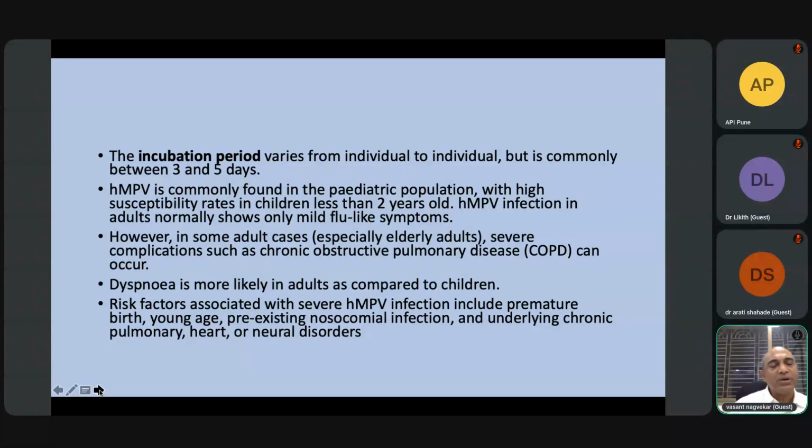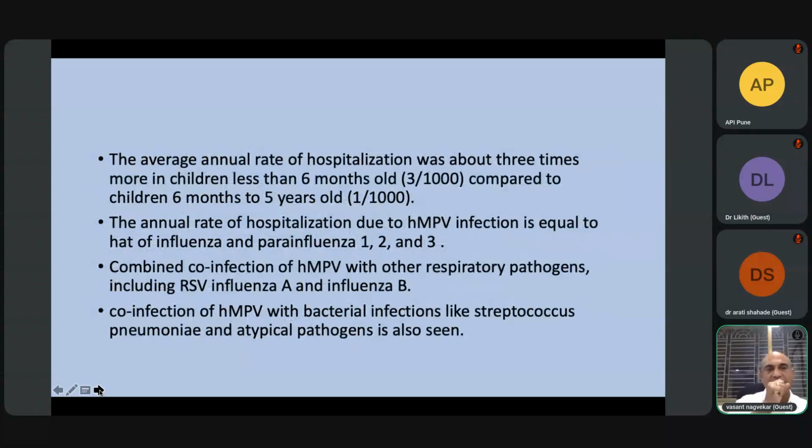I would say age alone is not important, but associated comorbidities like renal failure, chronic liver disease, COPD, asthma, more than 65 years, and also immunocompromised patients, especially stem cell transplant, that is bone marrow transplant patients. The average annual rate of hospitalization is 3 times more in those less than 6 months old compared to children 6 months to 5 years of age.